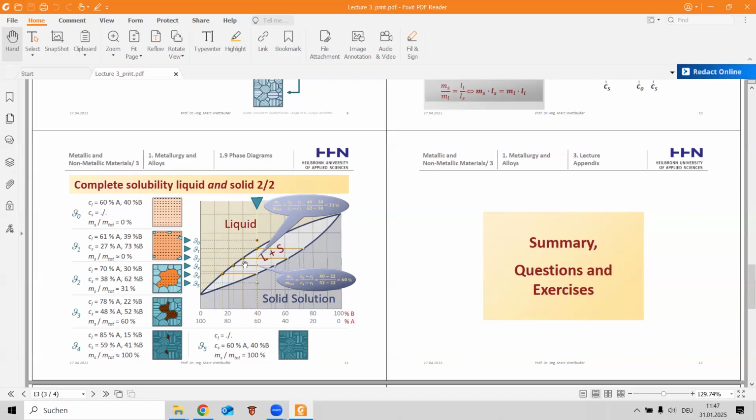In the second temperature, here we have a concentration of liquid around 70% component A and 30% B. So the solid concentration is 38% A and 62% component B. And the mass of solid divided by total mass is equal to 31%.